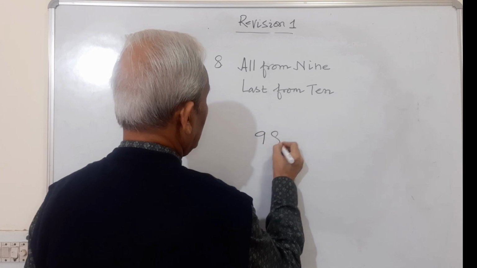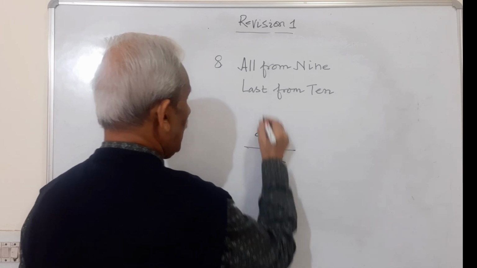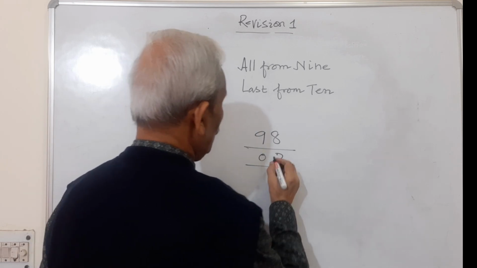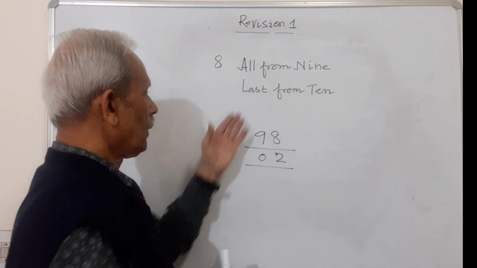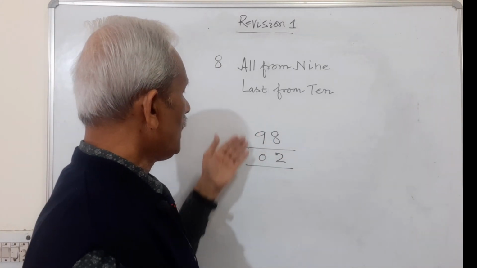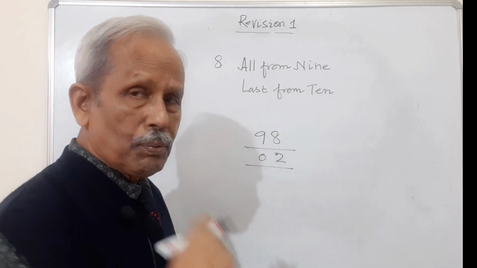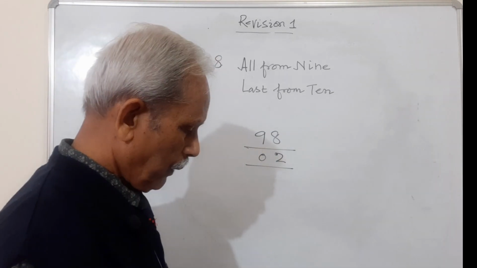Then the next number is 98. 10 minus 8 is 2. 9 minus 9 is 0. 0, 2, nothing but 2. The answer is 2. 2 is the complement of this number. So we've seen how to find the complement.